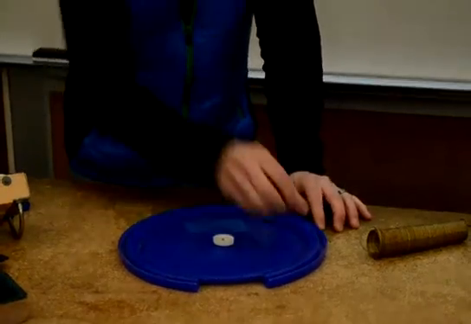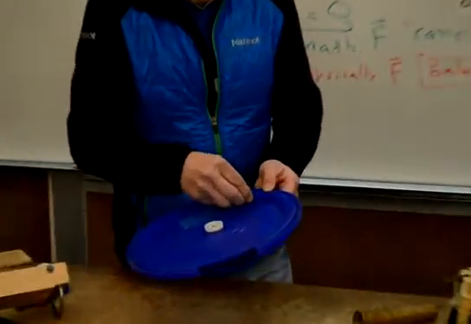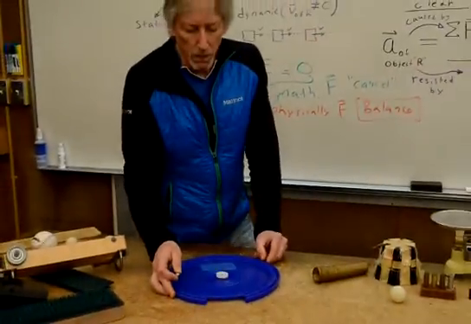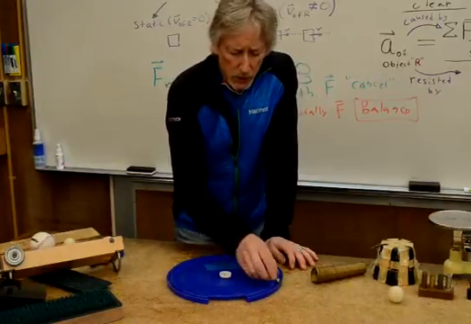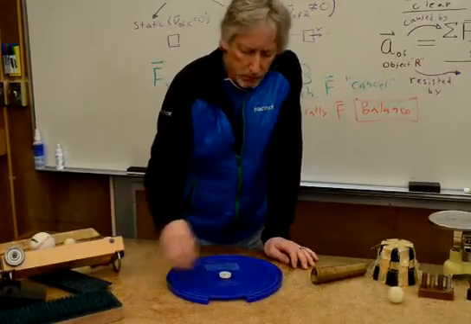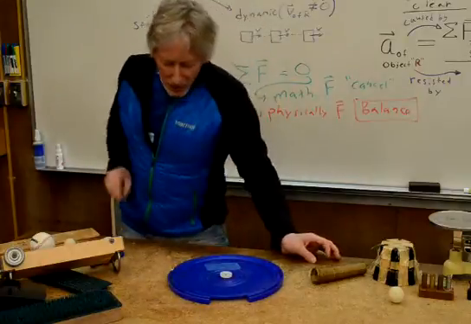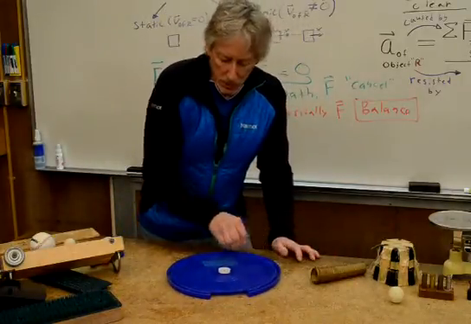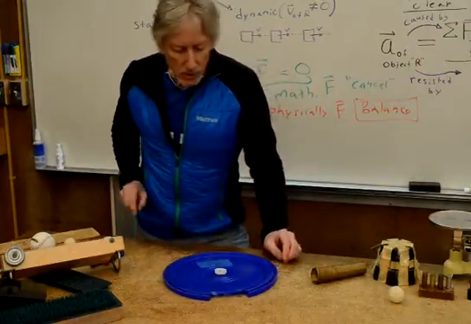And so if there are no unbalanced forces, if you look at this, there's a ridge there, right? If I take away the ridge, what will it do? Okay, we're going to work on this, but try now. If there's no unbalanced force. All right, so it goes straight. It goes straight. Nothing pulled this out.